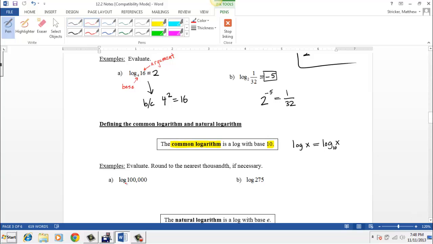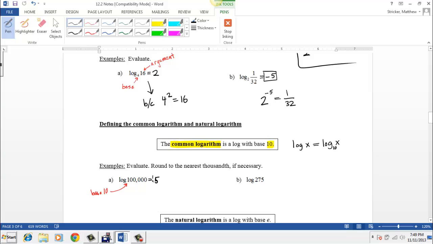So in this first example, that means that this is base 10, even though it's not explicitly written. And so we're asking ourselves, 10 raised to what power is 100,000? This is an easy one, because with 10 to powers, you just count the zeros. There's 1, 2, 3, 4, 5 zeros. So there's 5 zeros, so it's got to be the 5th power that we raise 10 to get 100,000.